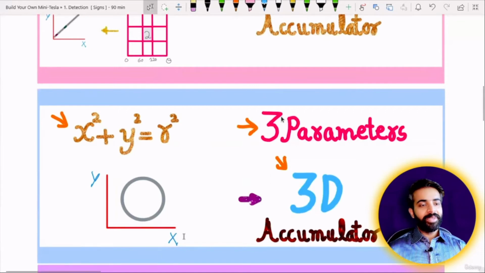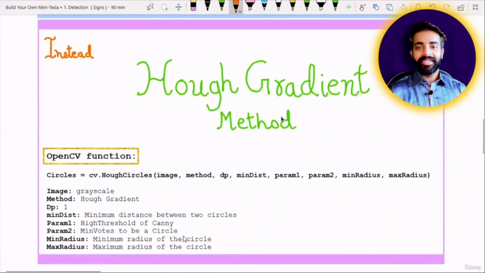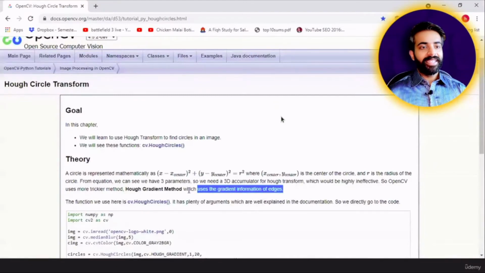So instead, what OpenCV suggests is using the Hough gradient method to detect the circles in an image. Now this particular method is a very complex method of detecting the circles in an image, and what OpenCV tells us about this method is that it uses the gradient information of edges to detect the circles. This simply means that it uses the directional information of edges to detect the circles in an image.